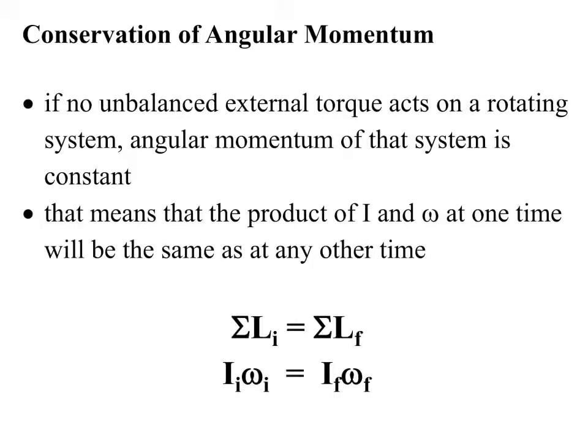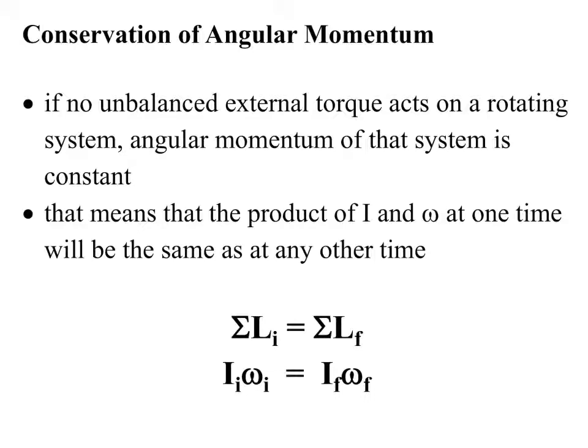All right, let's talk a little bit about conservation of angular momentum. So, of course, there is such a thing as conservation of momentum. Again, we'll go over that in the Physics 30 unit. But what does it mean to have conservation of angular momentum? If there's no unbalanced external torque acting on the rotating system, then angular momentum of that system is constant, okay?